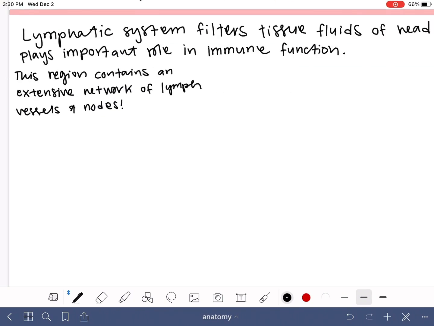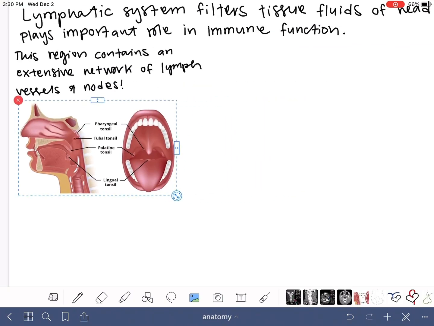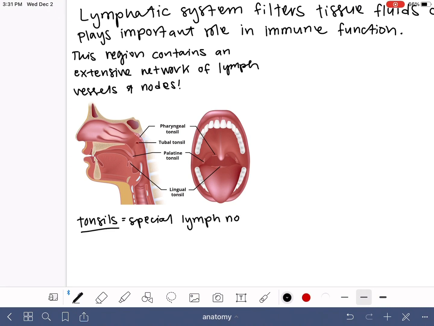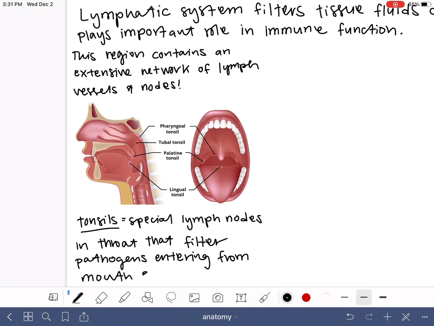There are some special nodes that I'm sure we all know of, the tonsils. These are lymph nodes that are located in the throat region, and they are meant to filter out pathogens that might enter through our mouth and our nose.